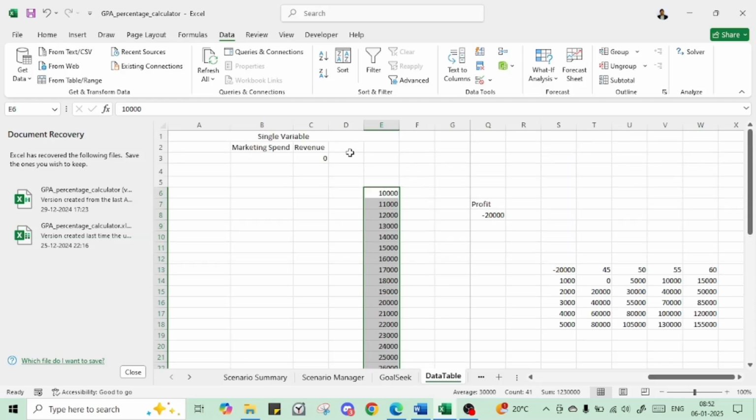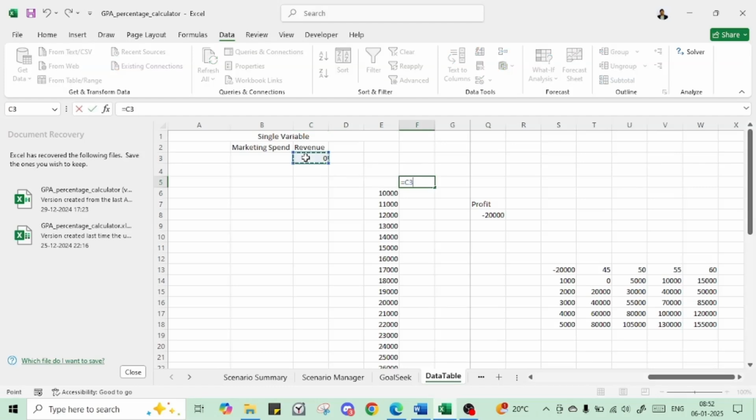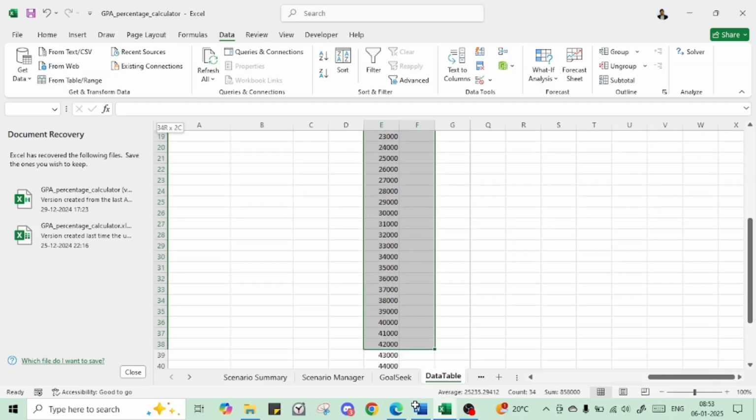So here, we have to get the output, revenues. This is the marketing spend, which has different, changing values, and we have the revenue on this side. So let's make this equal to this output. This formula is being applied. When you select the formula, you select the data values which are changing altogether.